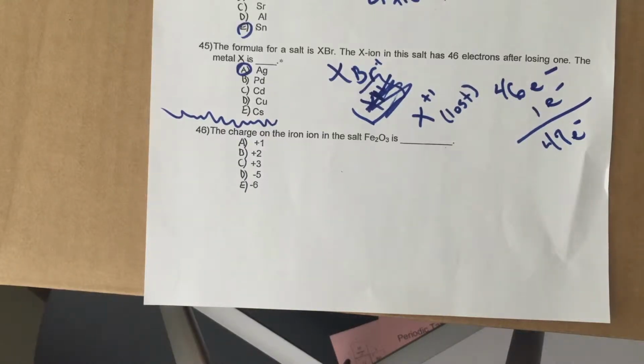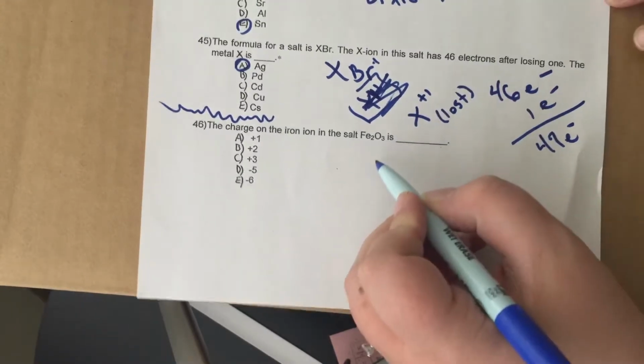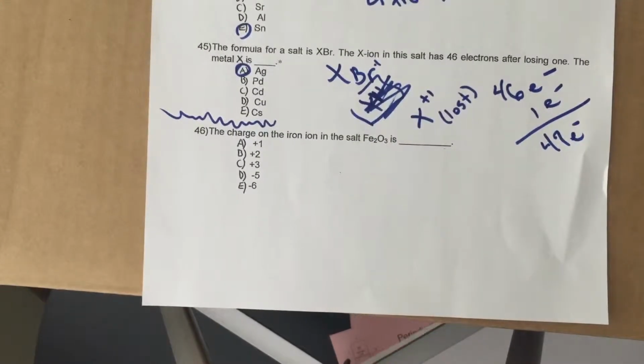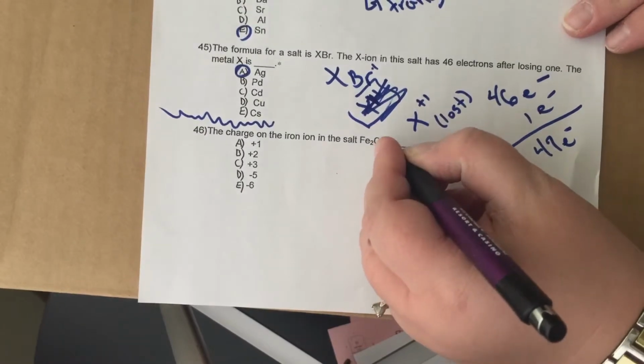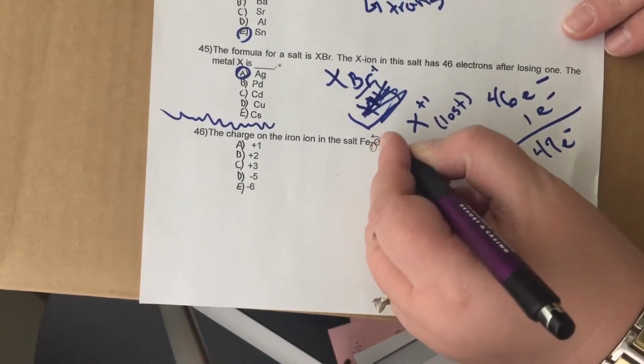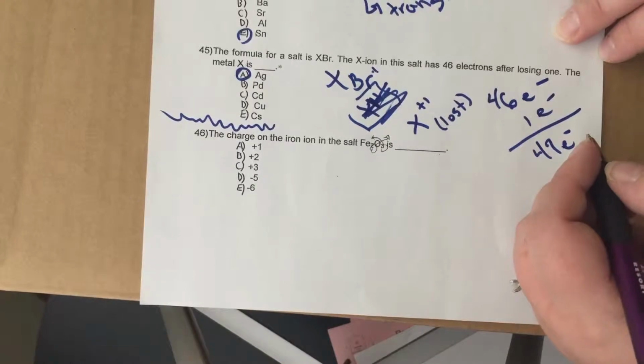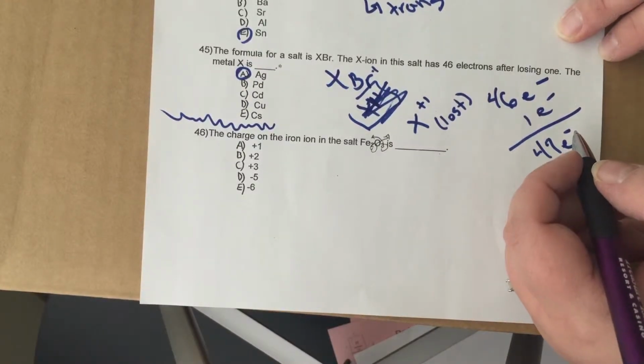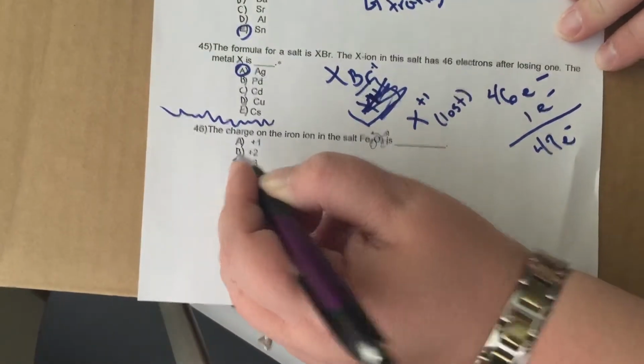All right, next part here. The charge on the iron ion is Fe2O3. Again, do the switcheroo backwards, okay? So the 3 came from the iron, the 2 came from the oxygen, okay? And it's asking for the iron, so it's a 3, and those are a 3 plus.